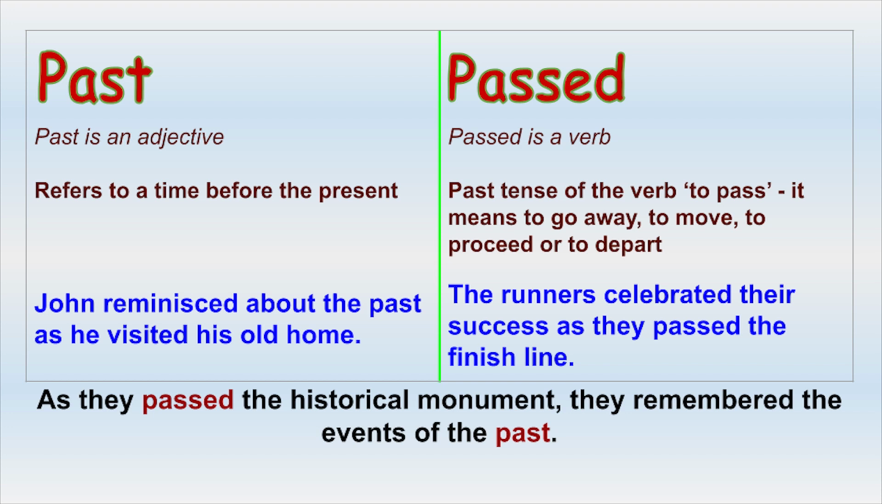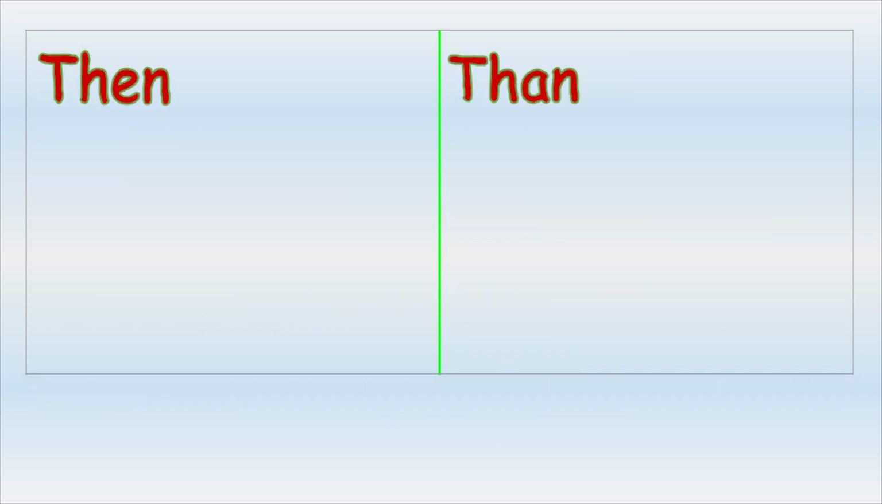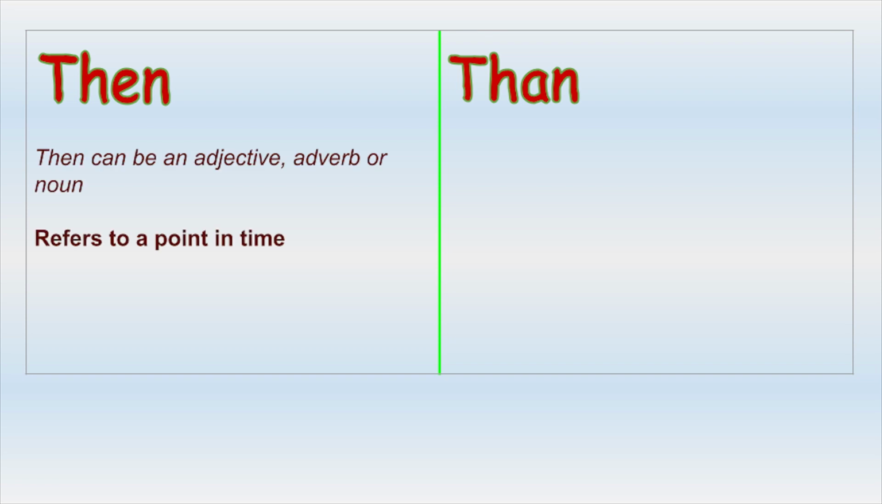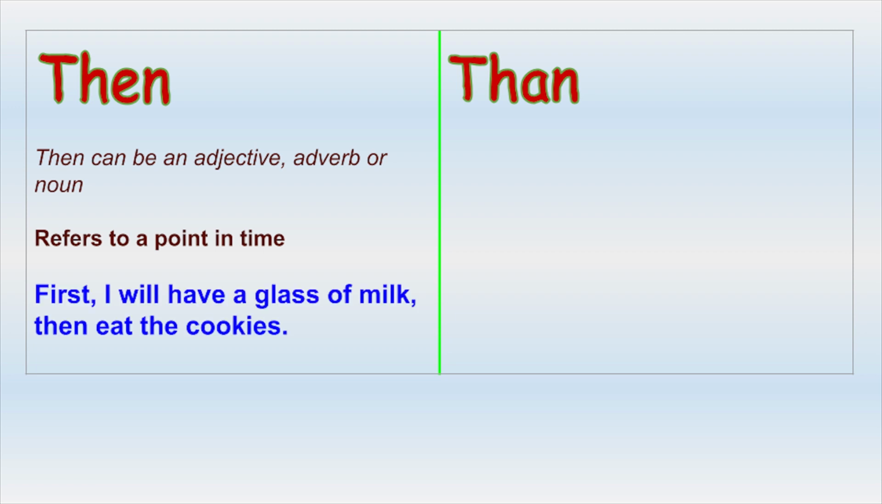Our last pair of words in this part 2 of this lesson is then and than. Then can be used as an adjective, an adverb, or a noun. It refers to a point in time. In our example, then is used as an adverb. First, I will have a glass of milk, then eat the cookies. It indicates a sequence of actions at a point in time. First, having a glass of milk, and then eating cookies.